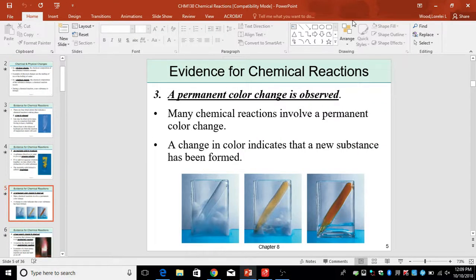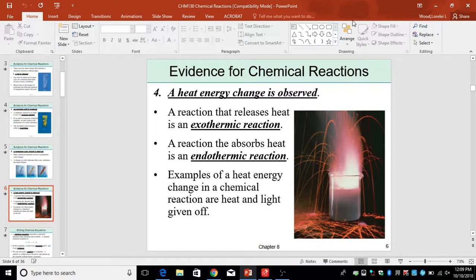A permanent color change also indicates a chemical reaction has occurred. Now, sometimes a change in color will occur and then it goes back. That generally indicates an equilibrium situation, meaning that it can go back and forth in a chemical reaction. In this class, we talk about completion reactions, so generally they're not going to go back and forth. If it's exo or endothermic, the lab that we did this week was on heat and energy, and you put chemicals together that got hot, you put chemicals together that got cold.